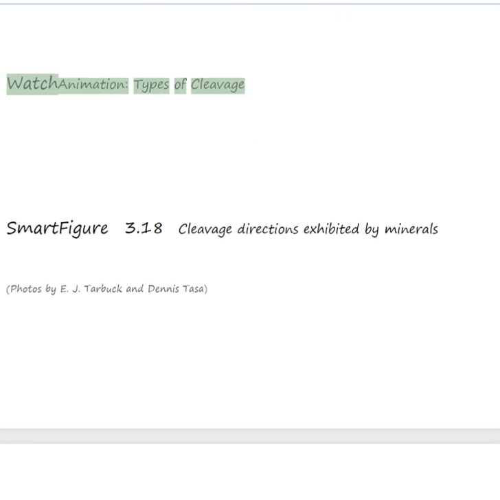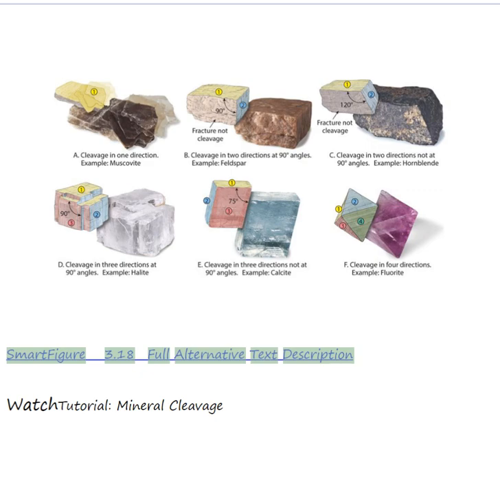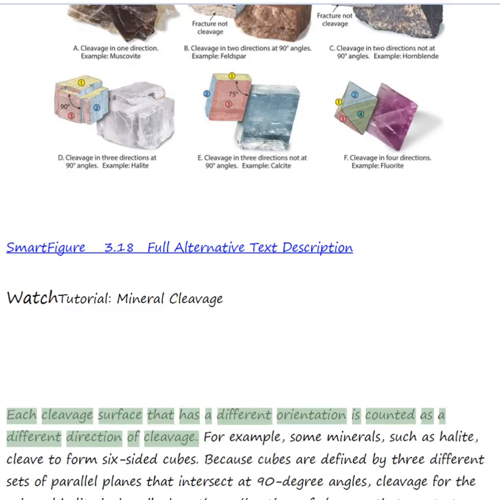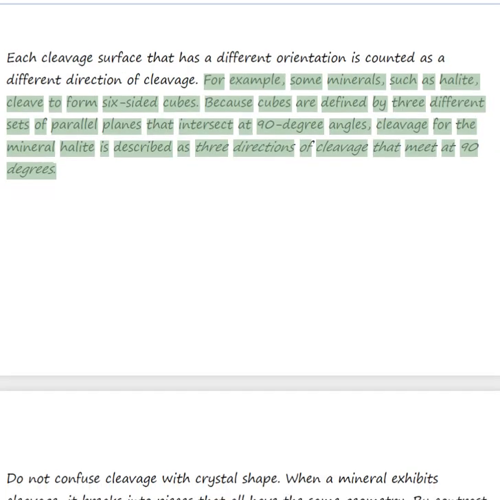Watch animation, types of cleavage. Smart Figure 3.18 Cleavage directions exhibited by minerals. Each cleavage surface that has a different orientation is counted as a different direction of cleavage. For example, some minerals, such as halite, cleave to form 6-sided cubes.